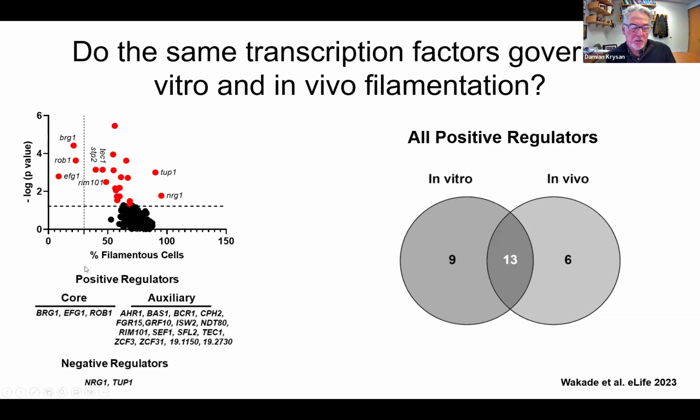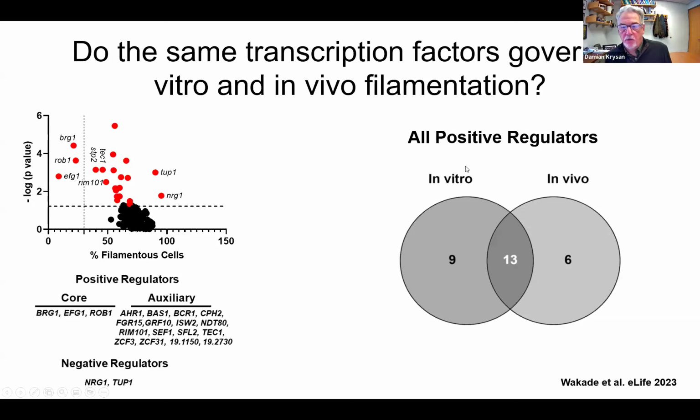These data were collected after 24 hours of infection. And then we had some other ones that we call auxiliary regulators, which were statistically significant, but were not quite at the same level as BRG1, ROB1, and EFG1. We only found 2 regulators that increased the percentage of filamentous cells, and those were 2 well-known repressors of filamentation from in vitro studies, TUP1 and NRG1.